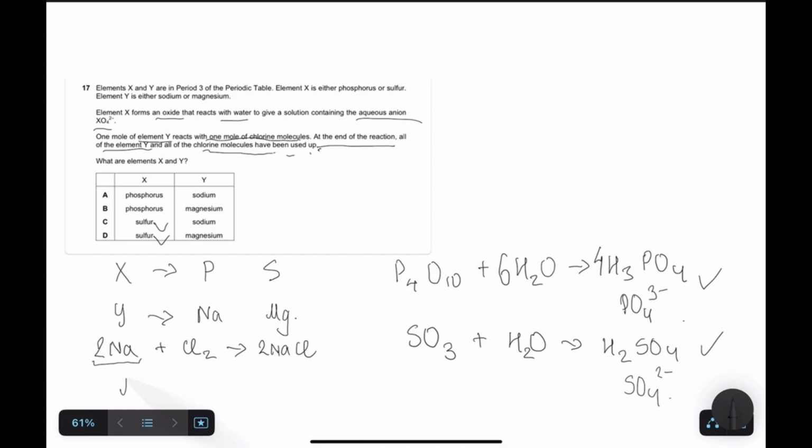So if you write magnesium, it will be magnesium fluoride, and 1 mole of magnesium reacts with 1 mole of fluorine molecules, and at the end of the reaction, all of the element Y and all of the fluorine molecules have been used up. So element Y is magnesium, and the answer is D.